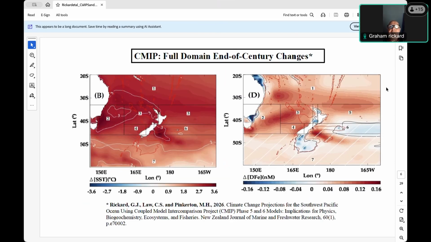And here are the kind of simple examples that you see. On the left-hand side is the SST, and you can see that by end of century, we're seeing 2 to 3 degrees warming in the highest emissions profile around New Zealand. And this is everywhere. On the right-hand side is an example of the iron. You actually see that iron increases, but this is associated with the changes in the mixed layer depths in the biogeochemistry. And there are some specific patterns that I'll come back to later in the talk.